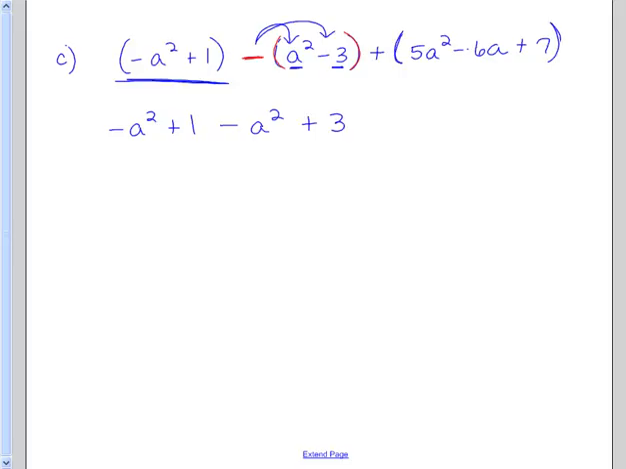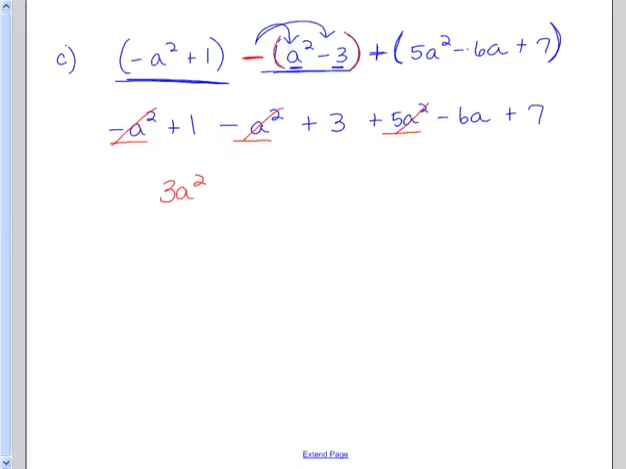This polynomial has a plus sign in front. The signs will not change. So this is a positive 5a squared, a negative 6a, and a positive 7. We only changed the signs of this polynomial that had the negative in front. Then we go through and see what we can combine. Negative a squared, negative a squared, positive 5a squared. Negative a squared is going to be negative 2a squared, plus 5a squared will be 3a squared. And that takes care of those 3 terms.